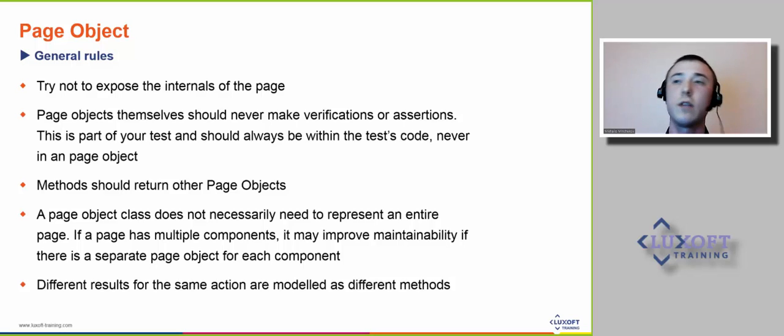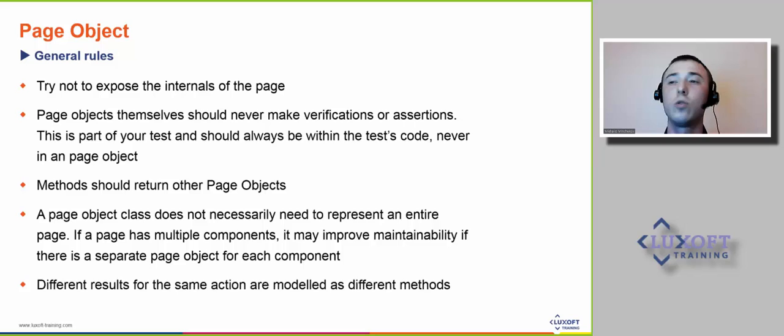Page objects themselves should never make verification and assertion. This is a part of our test and should always be in the test code, never in a page object. Actually, it is a description as it was designed by Selenium developers. But in practice, sometimes we need to make verification in page objects, so it can be done.